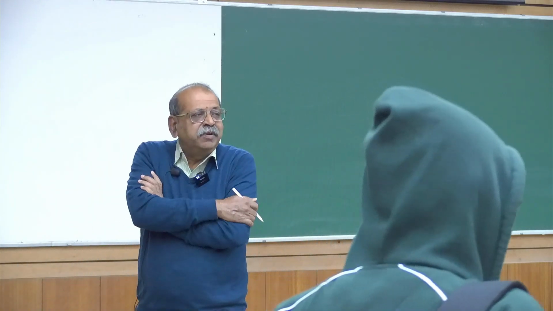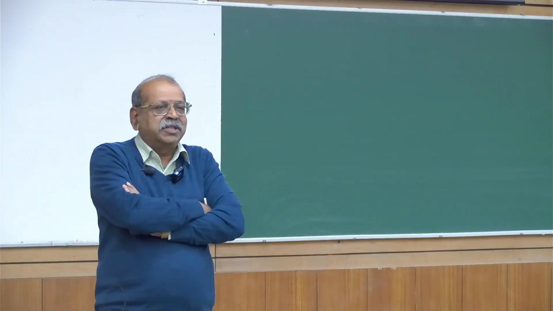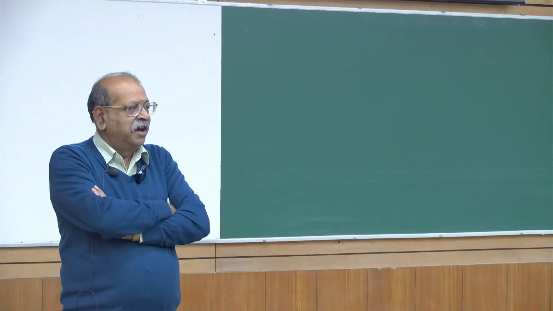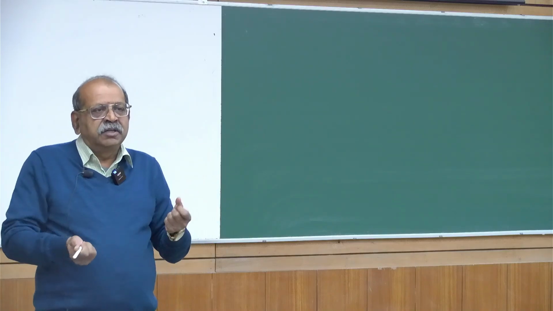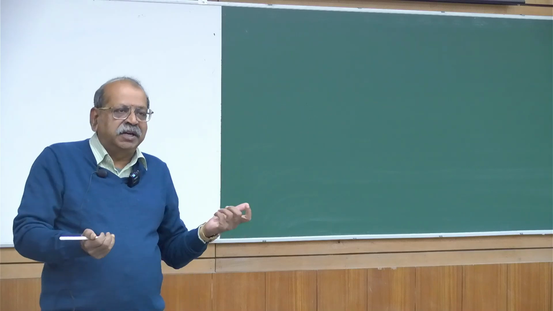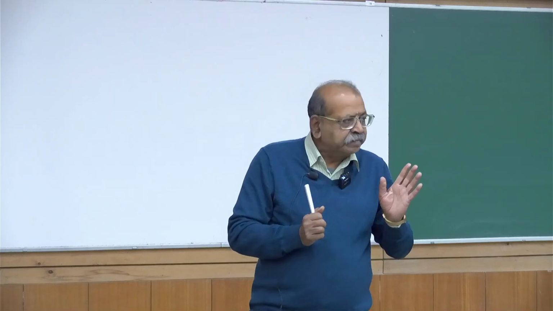Now, what can we say about these axes? Are these the principal axes or not? The x, y, z. They are. Why? Because tau xy, tau xz, tau yz are zero. So these also happen to be the principal axes.